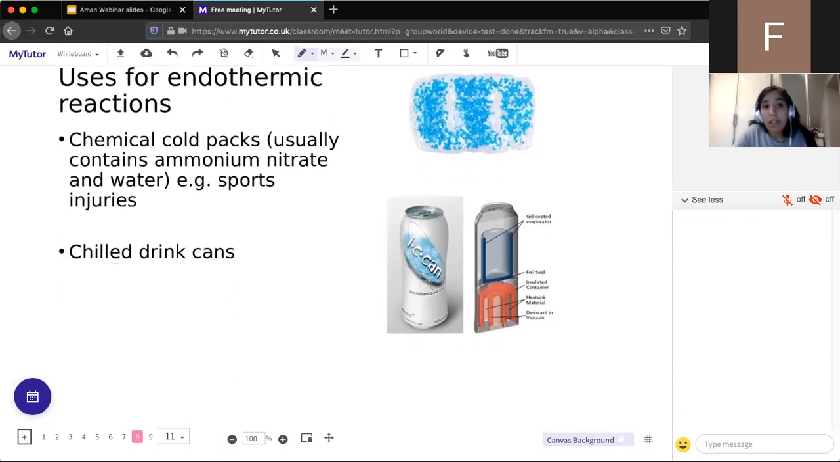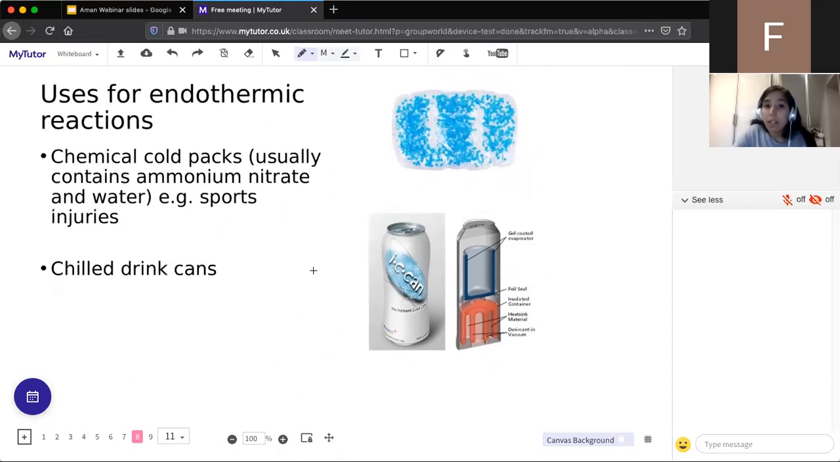And then the next thing is chilled drink cans. These are like those self-heating cans. It's the same with chilled drink cans: there's an endothermic reaction going on, and usually they're based on some kind of endothermic reaction. It can be ammonium nitrate and water, because that's a safe one. Again, you click a button, and it allows the ammonium nitrate and water to come into contact and react together.